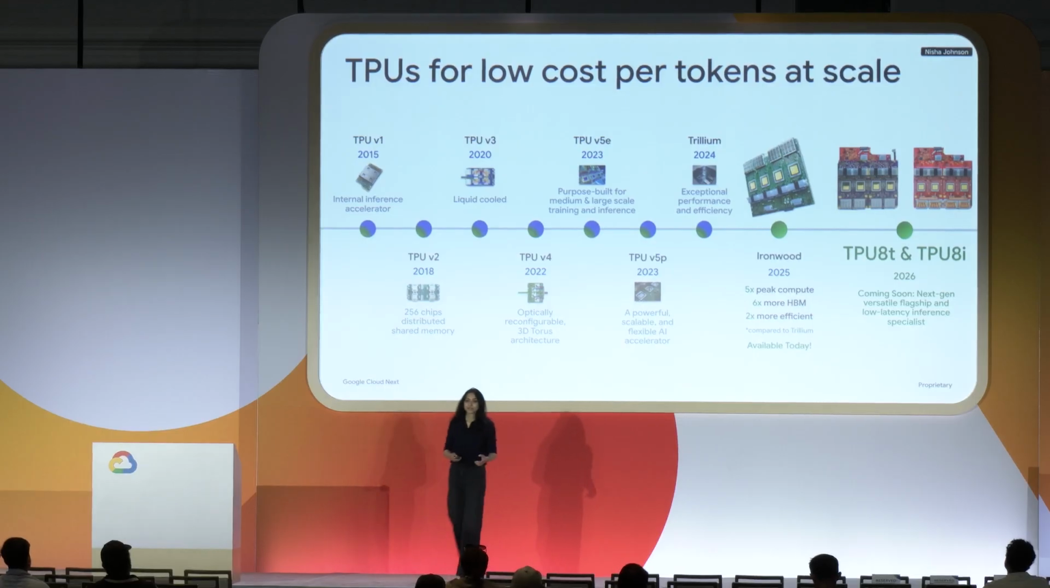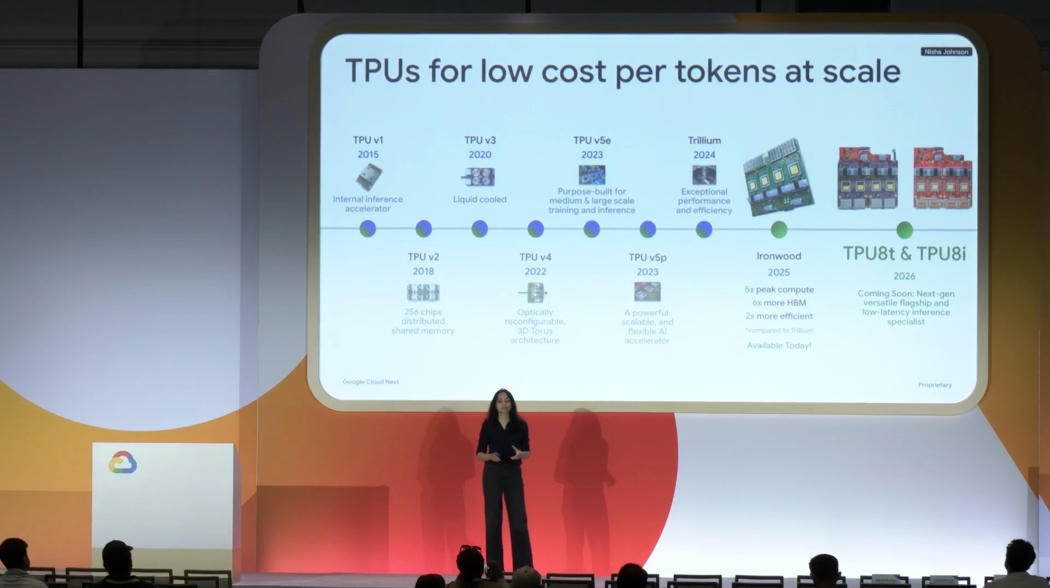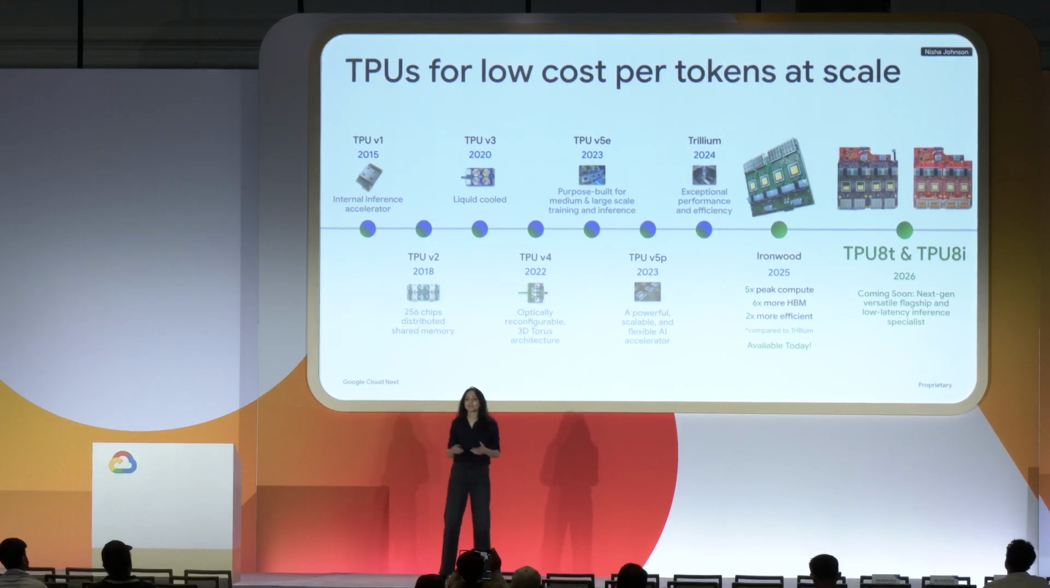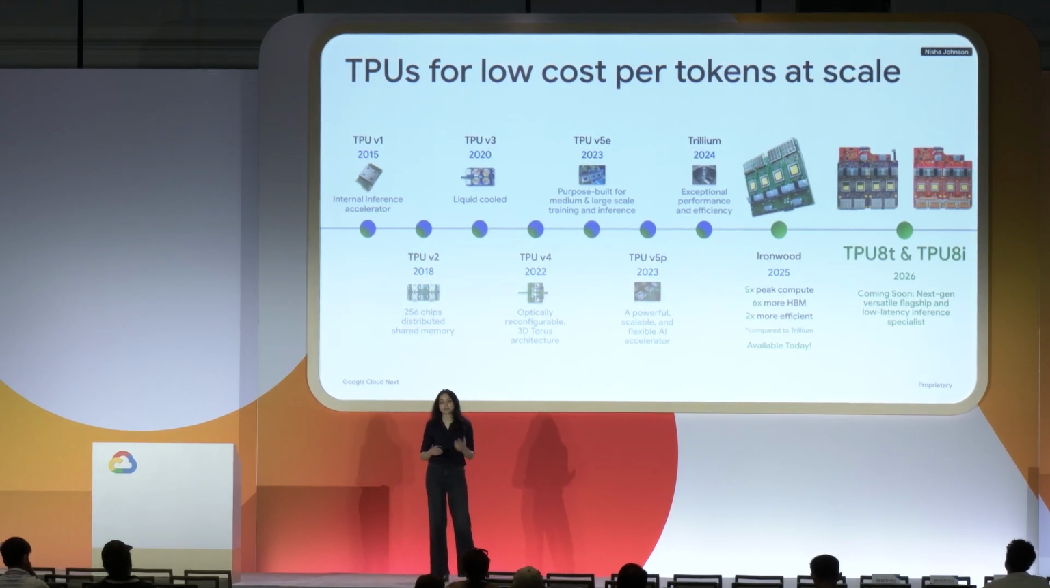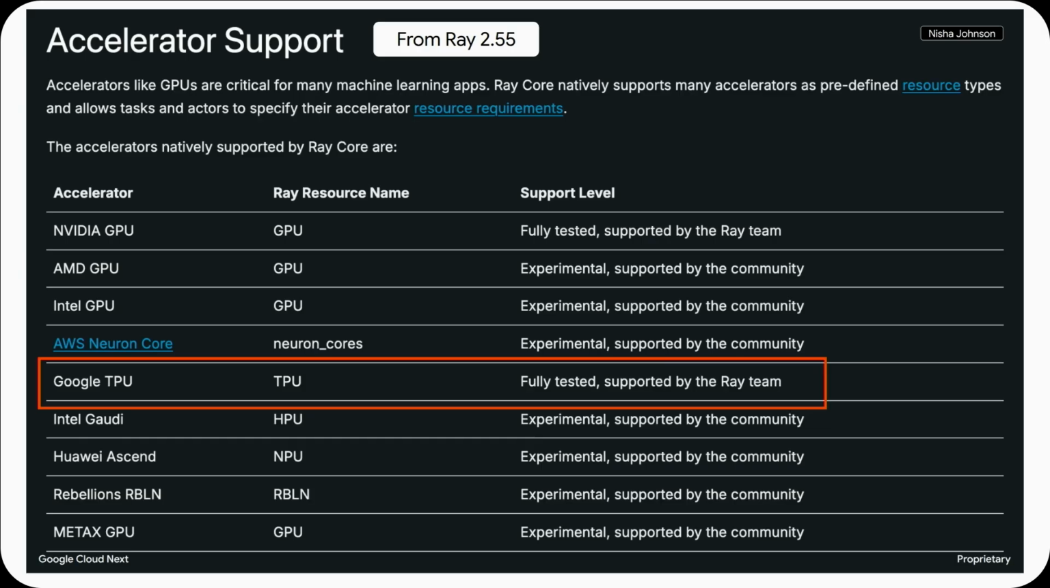So Google introduced TPUs in 2015 to enable massive scale and the lowest cost per token. And that's why Google DeepMind builds Gemini with TPUs and Anthropic builds Claude with TPUs. And over the years, we've released a range of different generations with Ironwood coming up last year and this year, TPU 8T and 8I. Starting from Ray 2.55, which has been released, we will have first-class TPU support in Ray.